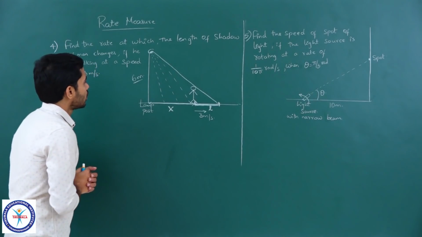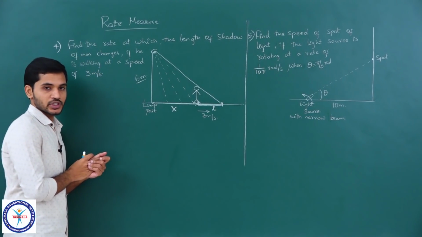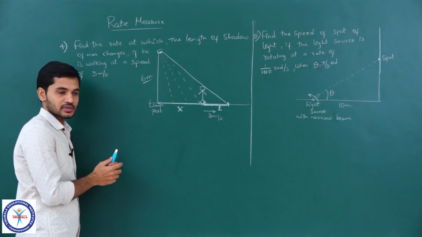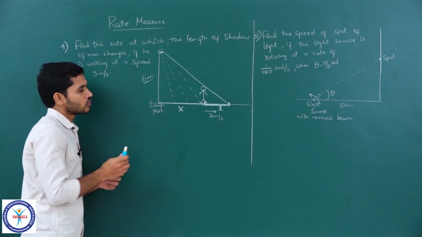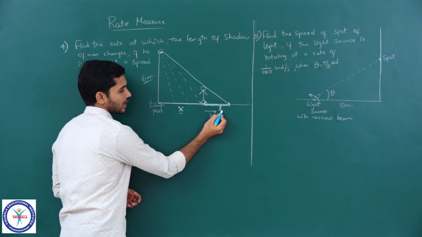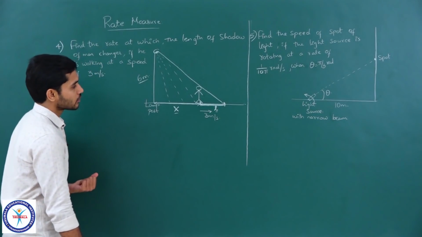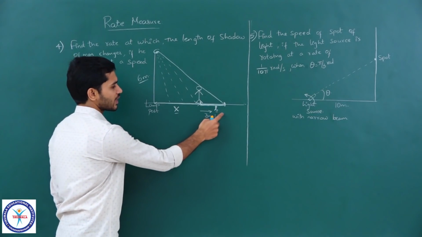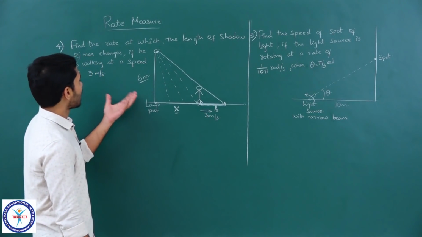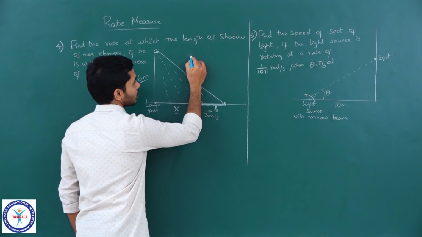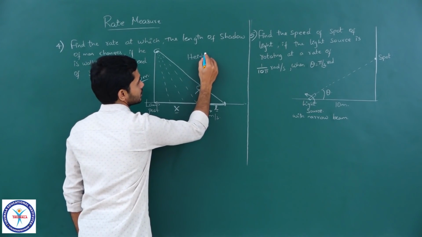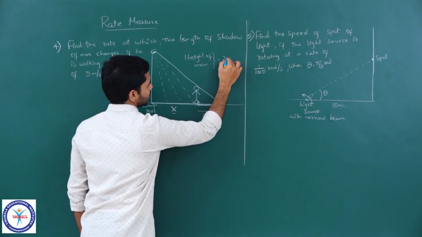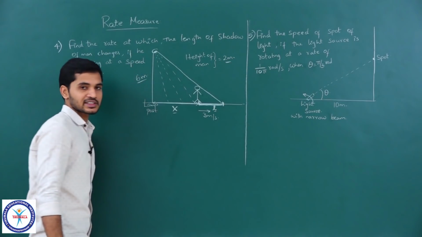Clear? Okay. So we know that in all the cases of rate measure, the first step is to establish a relation between the variables, between the quantities involved, right? So here the variables are x and L. So I need to establish a relation between x and L. How do we establish the relation between x and L? The height of the man is not given here, it should be given. So the height of the man is, let us say, 2 meters, clear? So 2 meters is the height of the man.